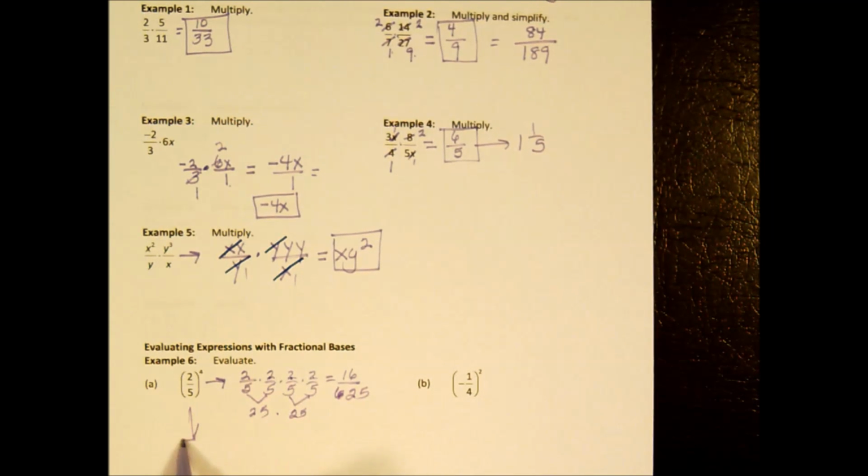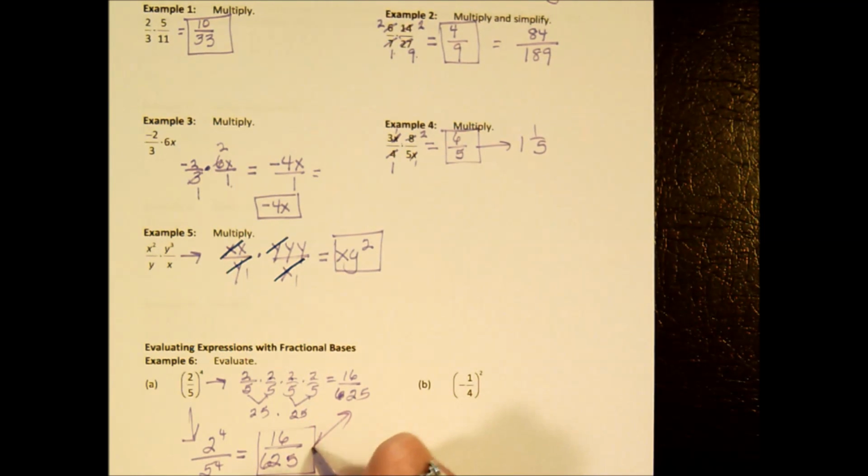The other way to think of this is, since the exponent is outside the parentheses, it belongs to everything inside. So it's 2 to the 4th over 5 to the 4th. Now it comes out the same. This means 2 times 2 times 2 times 2 over 5 times 5 times 5 times 5. Whoops, 625, sorry. And you get the same answer either way. I tend to think of it this way, but it's perfectly fine to do it like this.